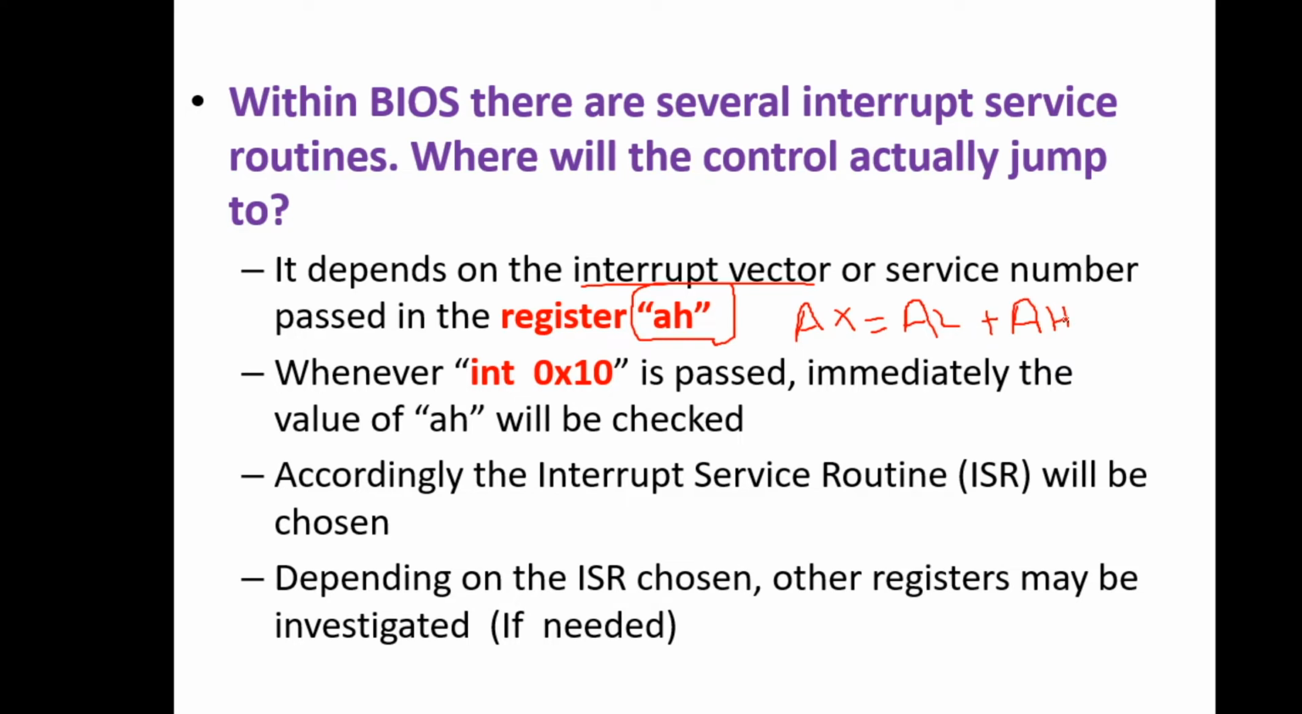The next 8 bits will be the higher part, based on whether it is a Little Endian or a Big Endian architecture. So whenever the interrupt INT 0x10 is passed, immediately the value of AH will be checked. Accordingly, the ISR, interrupt service routine, will be chosen. Based on the chosen ISR, the other registers might be investigated for further processing. This is how the BIOS gets serviced through the ISR.